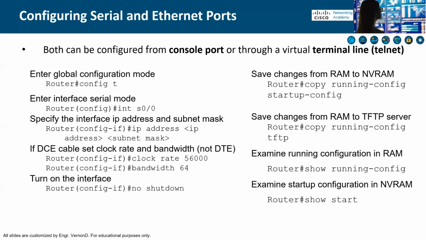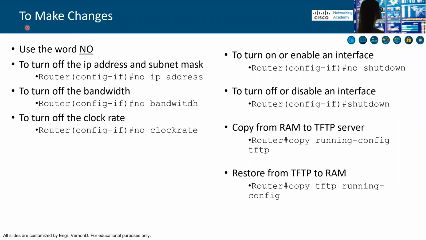The commands that I mentioned will be very useful to configure interfaces. We will use this during the demo. For other commands, just please take note of these. To make changes or negate a command, just use the word no. Examples are no ip address to turn off the IP address and subnet mask, no bandwidth to turn off the bandwidth, no clock rate to turn off the clock rate, and no shutdown to turn on or enable an interface. Shutdown means turn off or disable the interface.